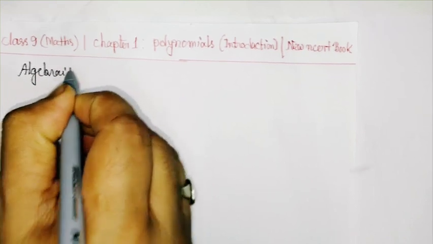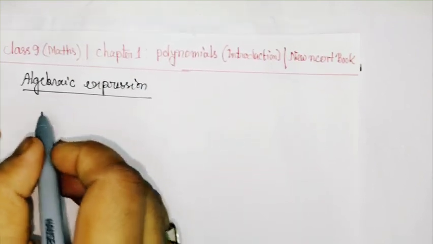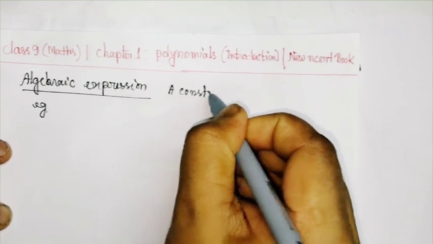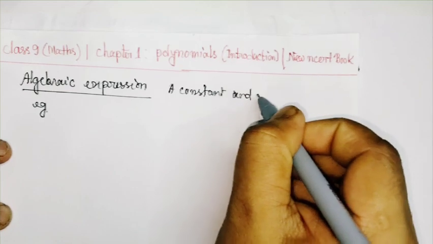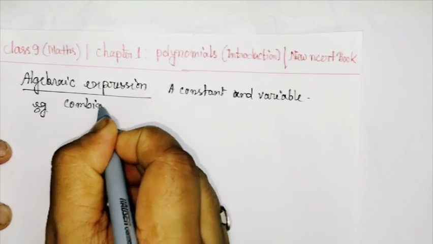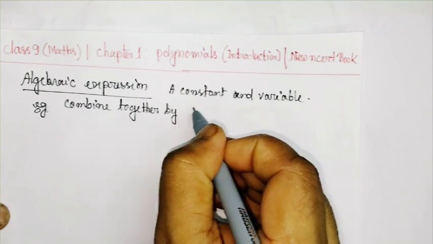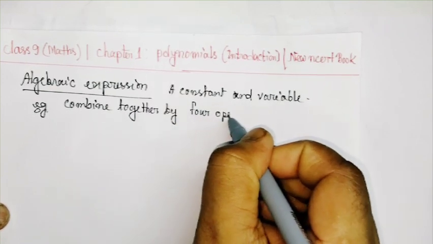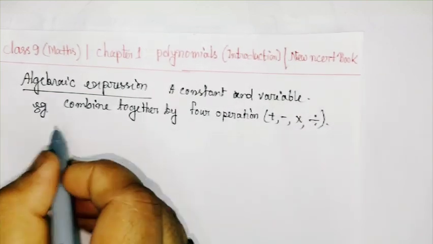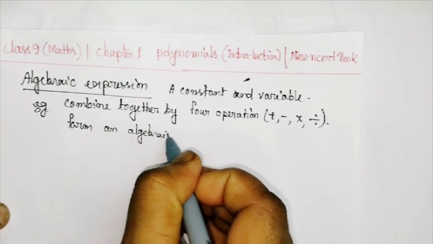Algebraic expression. For example, a constant and a variable combined together by four operations, which means plus, minus, into and divide, form an algebraic expression.